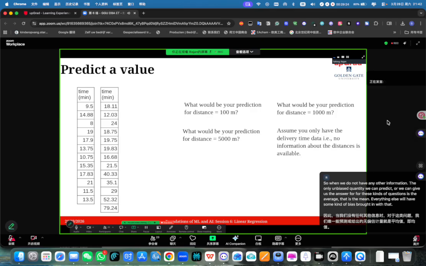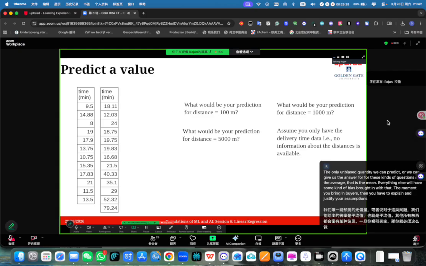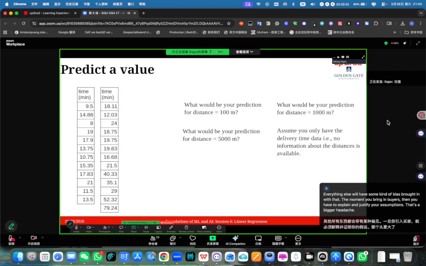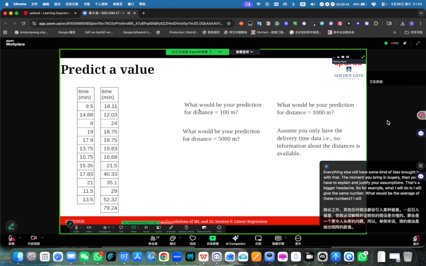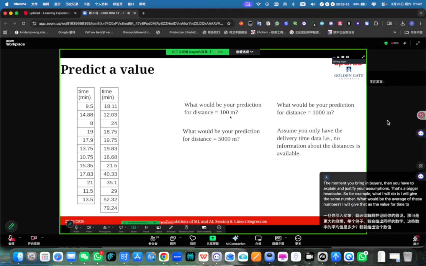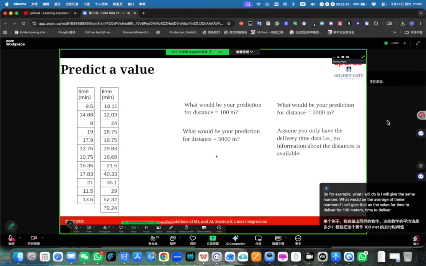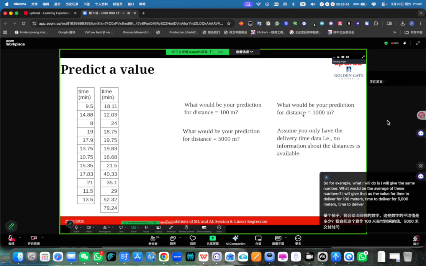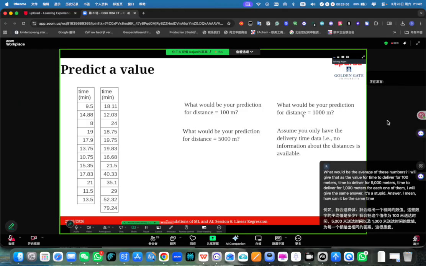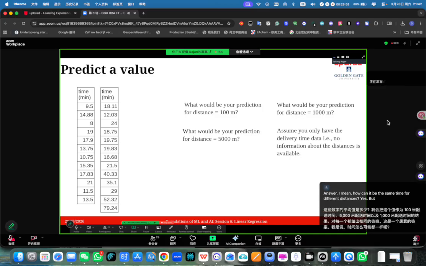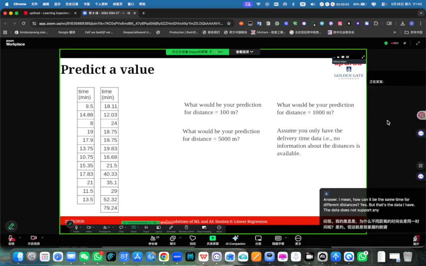The moment you bring in bias, you have to explain and justify your assumptions. That's a bigger headache. So what I will do is give the same number. Whatever be the average of these numbers, I will give that as the value for time to deliver for 100 meters, time to deliver for 5000 meters, time to deliver for 1000 meters. For each one of them, I will give the same answer. It's a stupid answer. I mean, how can it be the same time for different distances? Yes, but that's the data I have. The data does not support any other answer.